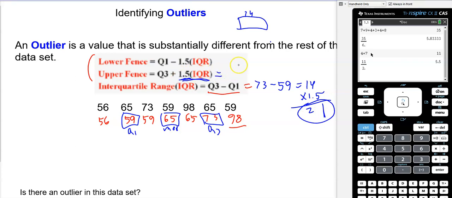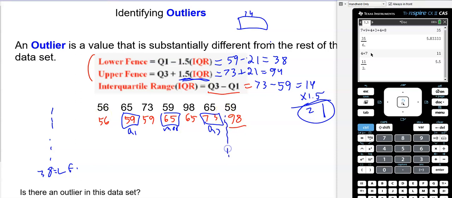So this is going to be Q3, which is 73, plus 21, which is 94. And this one's going to be Q1, which is 59, minus 1.5 IQRs, or 21, which is going to be 38. So the lower fence is at 38, right? None of our values are smaller than 38, so we don't have outliers on the left-hand side. However, our upper fence is 94. So 98 is clearly past our upper fence, so this is definitely an outlier.